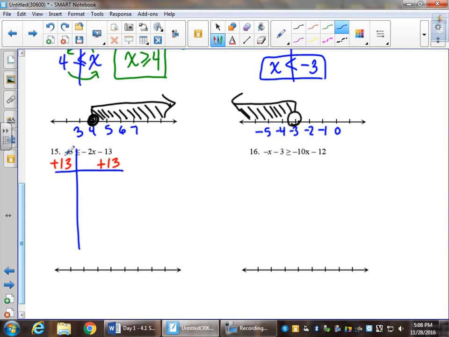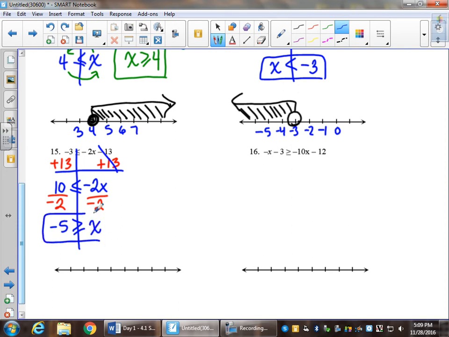Line across. Negative 3 plus 13 is 10, less than or equal to. Negative 2x is still there. These 13s, a negative 13 and a positive 13, make 0, so those cross out. Now we will do what? Well, I see negative 2 times x, so I will divide both sides by negative 2. This becomes a negative 5. The inequality sign flips because we divided by a negative.